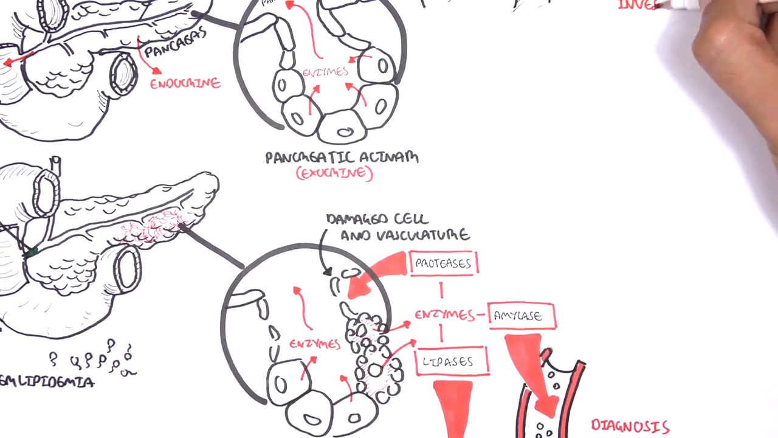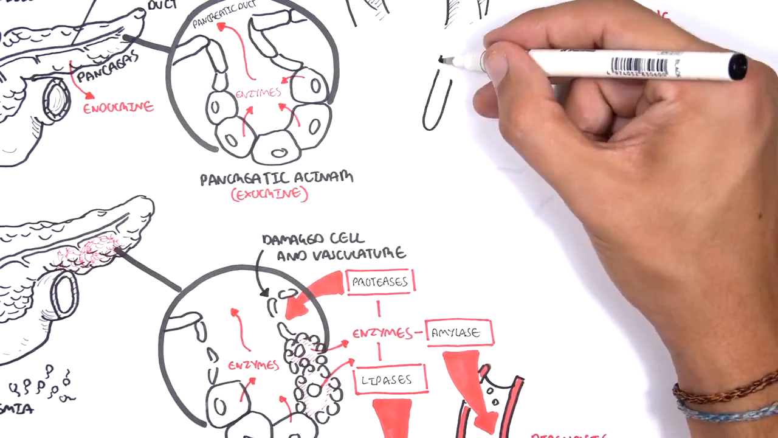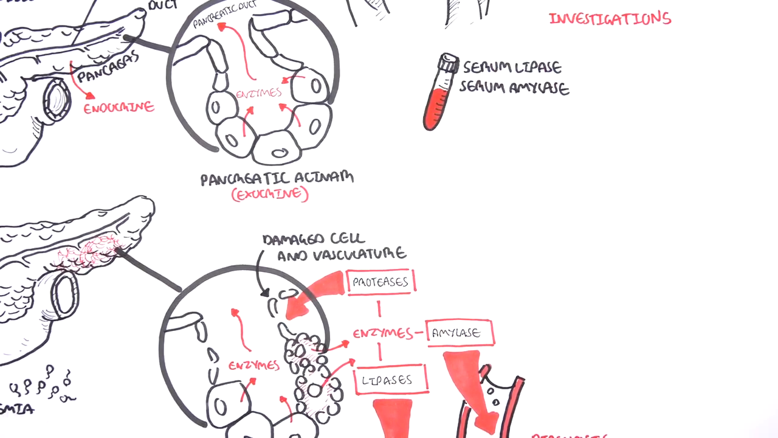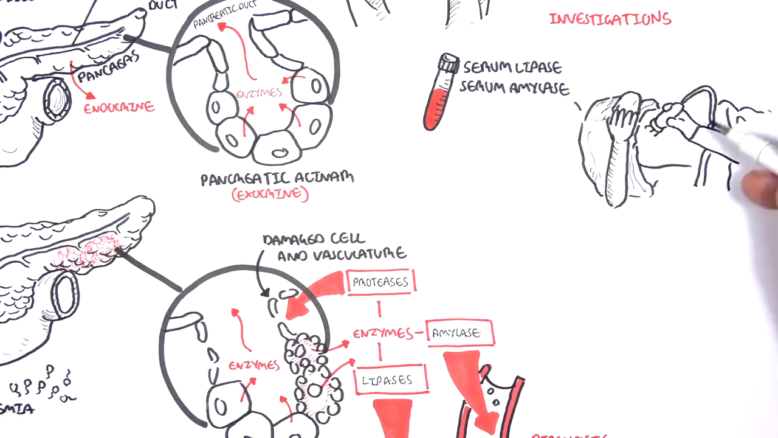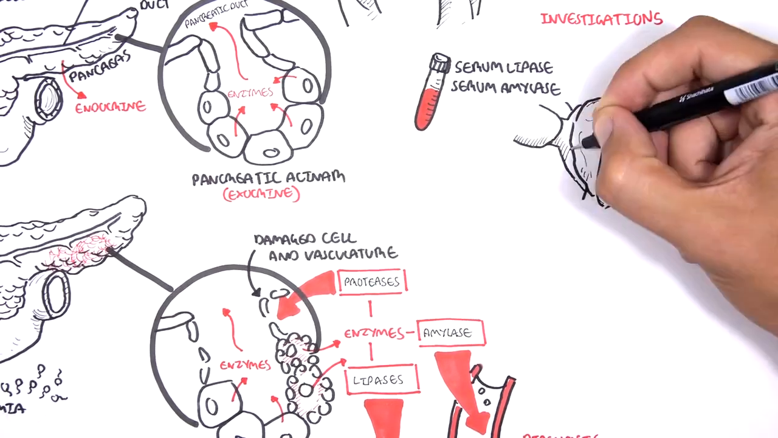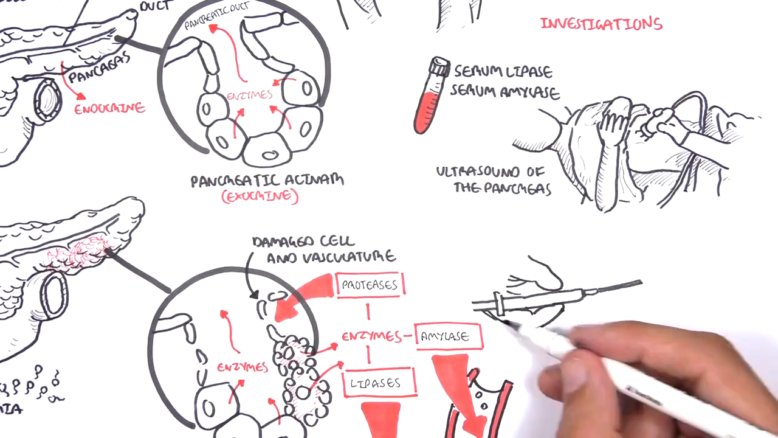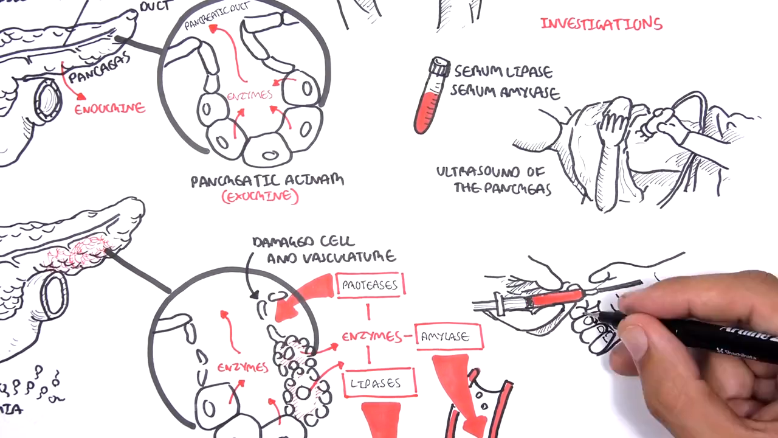Investigations to be performed in suspected acute pancreatitis include serum amylase and lipase, which, as mentioned, increase in the blood. Serum lipase is more specific for the pancreas. An ultrasound of the pancreas can also be performed, and an arterial blood gas.